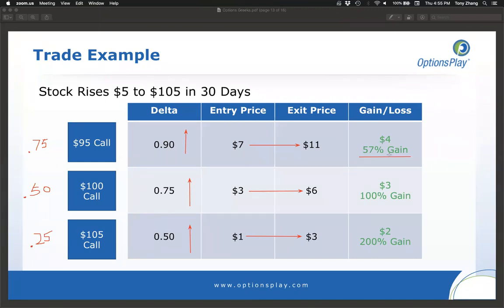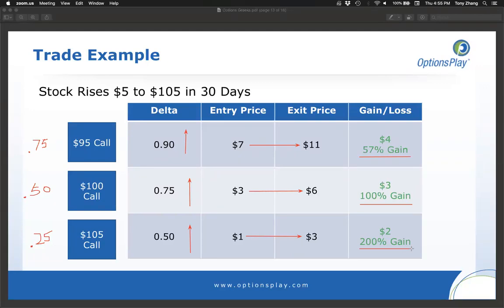But again, I'm not here to judge. I'm just here to show you what the different outcomes are. If you bought the at the money option, you'd be looking at a $3 gain, which, because it only costs you $3 to get it, is a 100% gain. And lastly, the out of the money option, only a $2 gain, but because it only costs you $1 to get in, you're going to get a 200% gain.